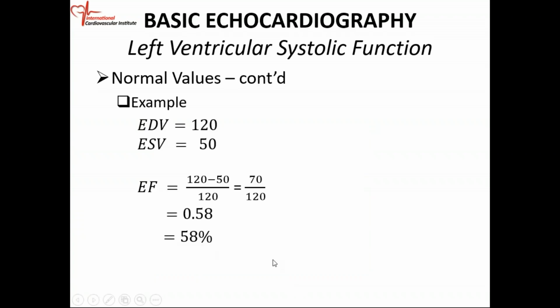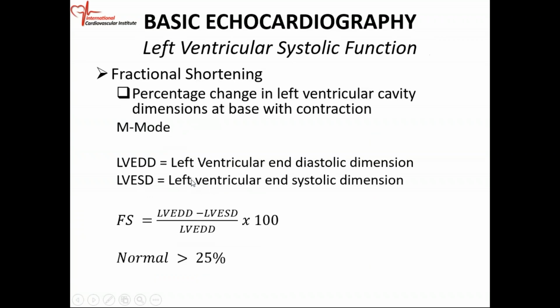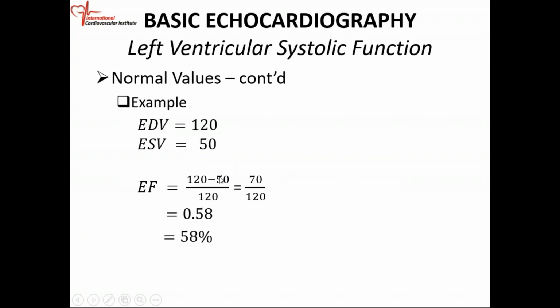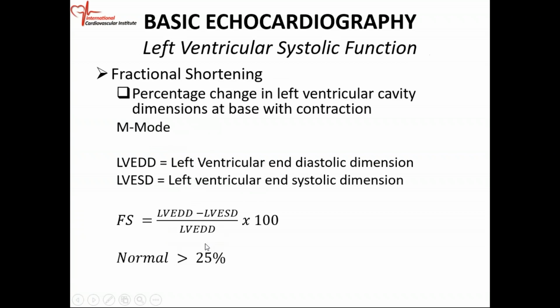So again, this is how you do it. If your end diastolic volume is 120, your end systolic volume is 50. To get your stroke volume, your end diastolic volume minus your end systolic volume, say 70, divided by your end diastolic volume, which is 120, you get 0.58. So this is the ejection fraction. We usually represent it as a percentage, so it's 58%. Okay, so that is your ejection fraction.